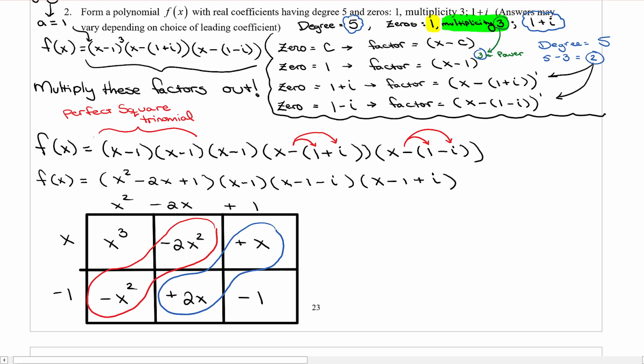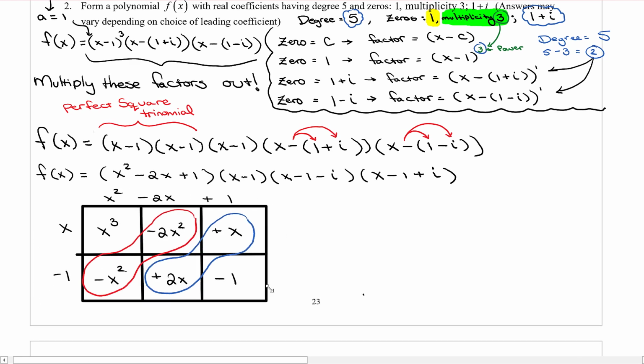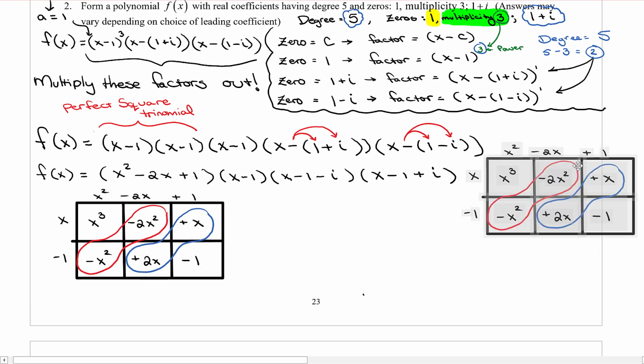All right. Now that I've used the box method to come up with all the terms that I need for the product, I'm going to move this over here to the side, and I'm just going to write this down.